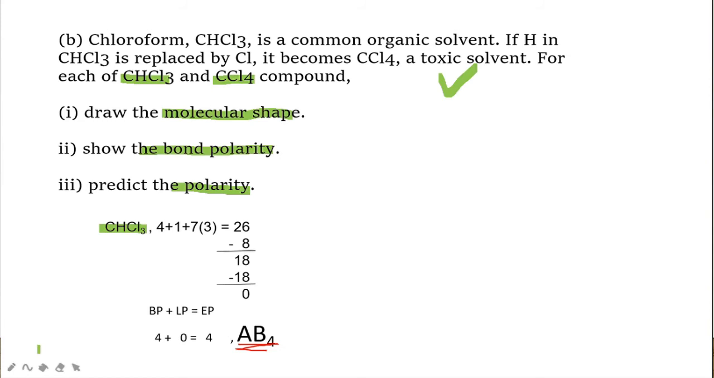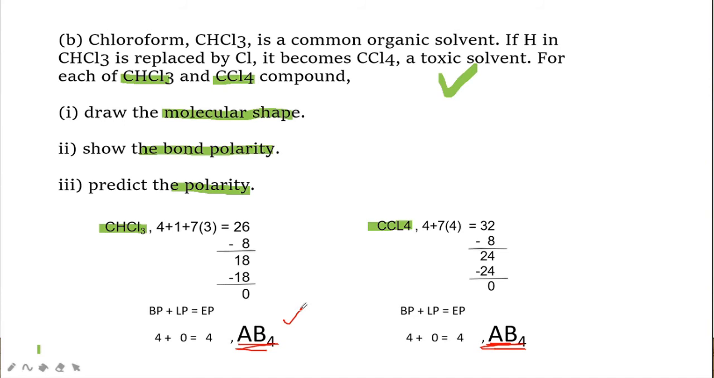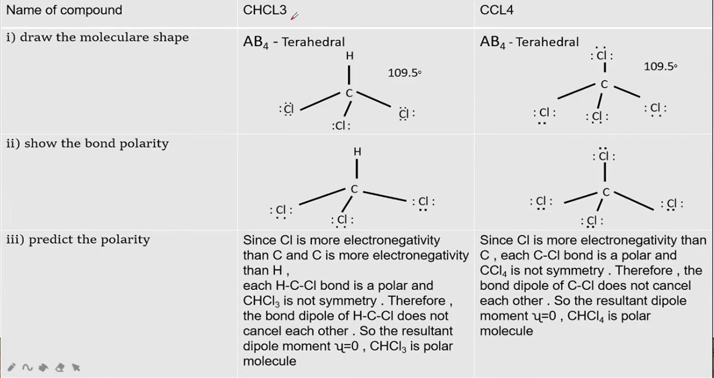And then for CCl4, C is 4 and Cl4 is 7 times 4 equal to 32, minus 8, 24. 24 minus 24 equal to 0. And then we can get bonding pair plus lone pair equal to electron pair. Electron pair equal to 4. Therefore, we know that CCl4 is AB4, which is tetrahedral in molecular shape, the same as CHCl3. So, after we know the molecular shape for both compounds, we can go to the first question. I will answer it in table form.